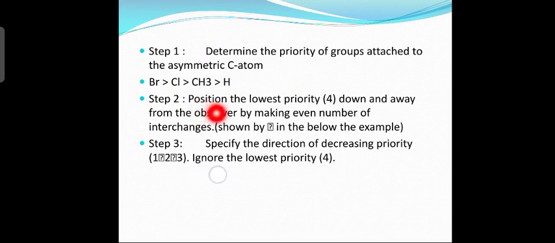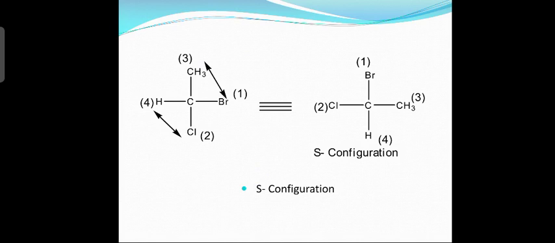Now what is the second step? Position the lowest priority group 4 down and away from the observer by making an even number of interchanges. You can interchange in such a way that the number of interchanges is even, that is, twice. Once you cannot interchange; an even number of interchanges must be done. Then say whether the numbers are in clockwise or anti-clockwise direction, and specify whether it is R or S configuration.